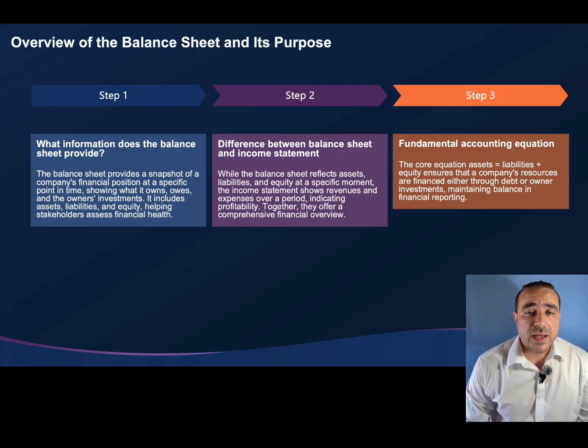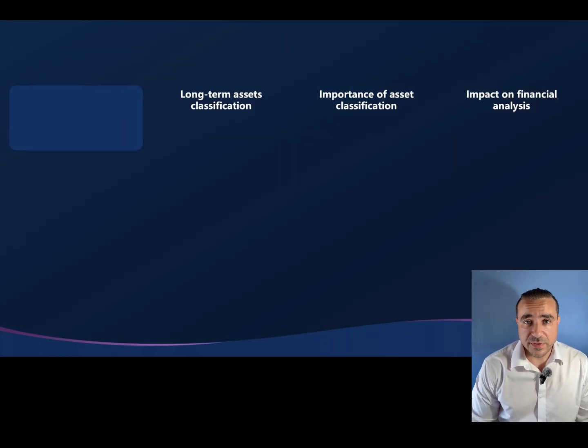One of the main accounting equations in the balance sheet that you need to know is that assets equal liability plus equity, which means that anything the company has in terms of assets is financed through either the liability or by the owners. So let's start with the assets first.